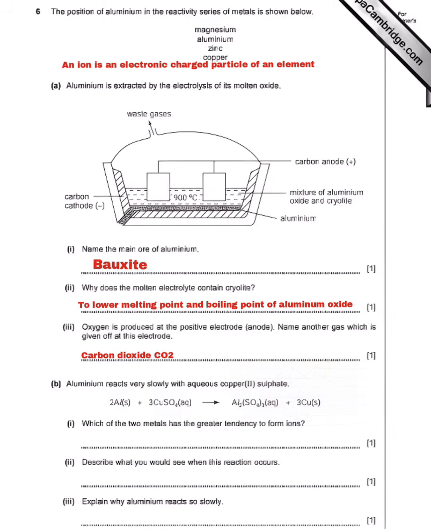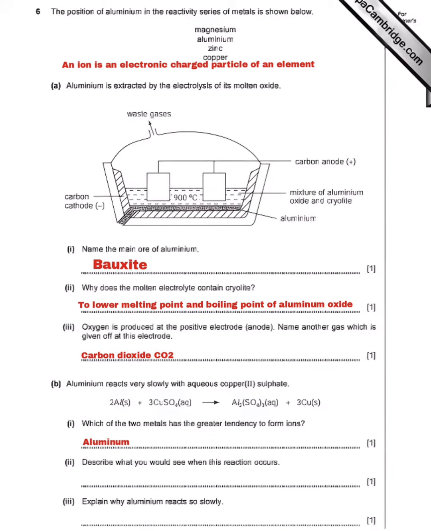A metal which gives out more electrons has a greater tendency to form ions. In this case, it is aluminium, because aluminium gives 3 electrons, but copper only gives 2 electrons. That's all.